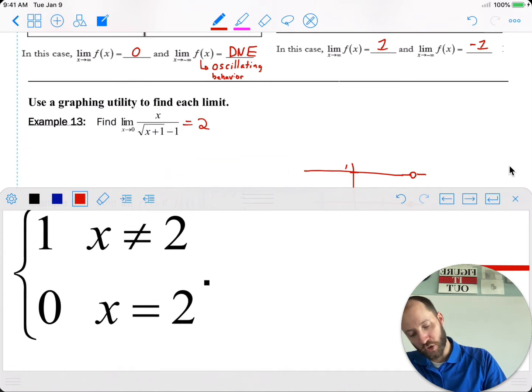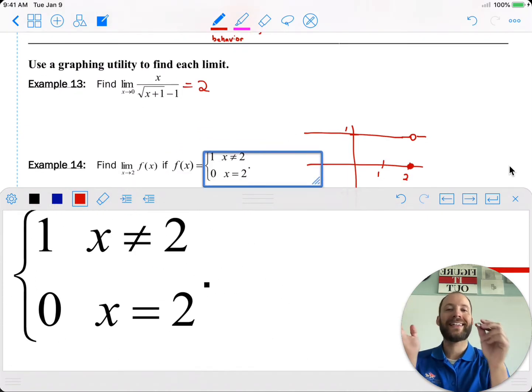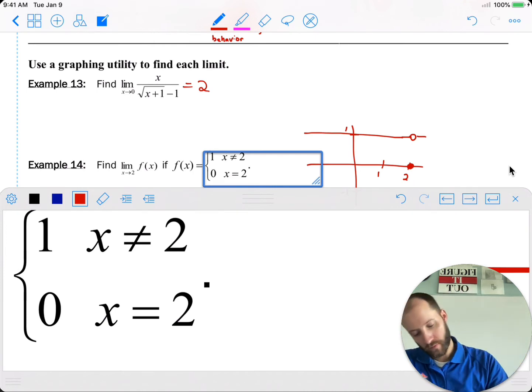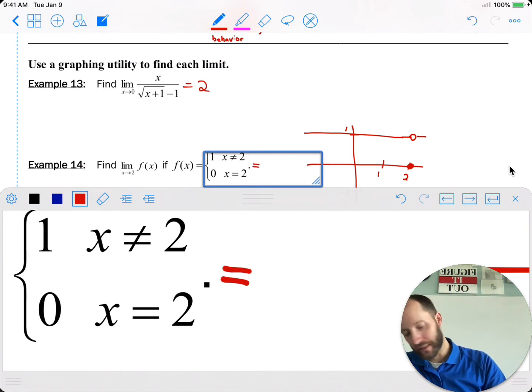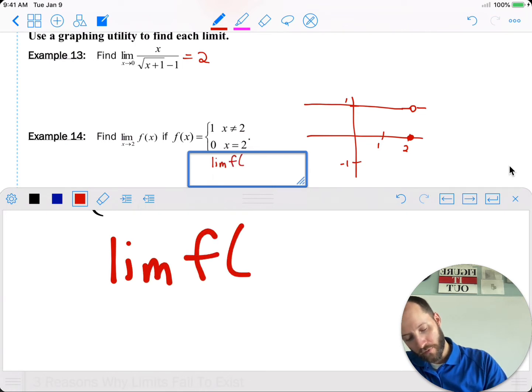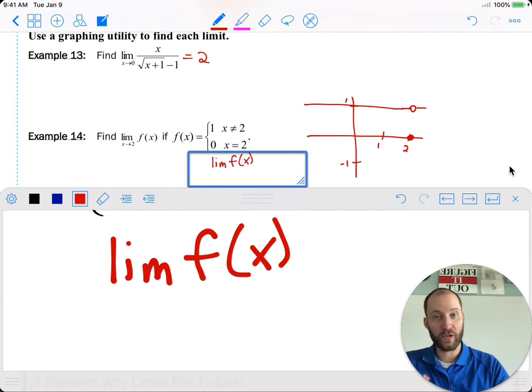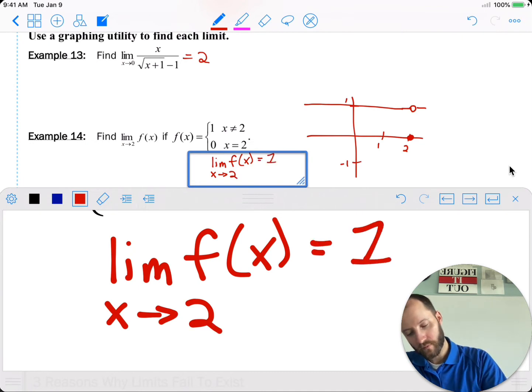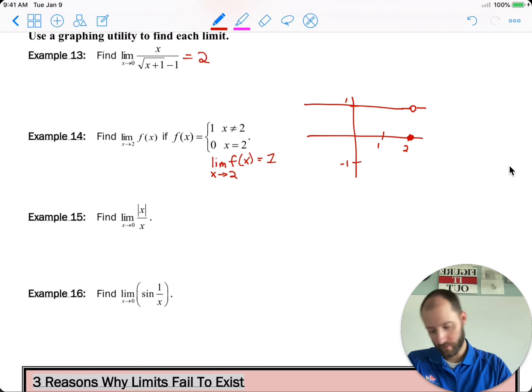As you get closer and closer to 2, not as you are at 2, as you get closer and closer to 2, the limit, so I won't use an equals, I'll rewrite the limit of f of x. Now notice I don't write x equals 2, x arrow 2, x is approaching 2. It's going to be 1.